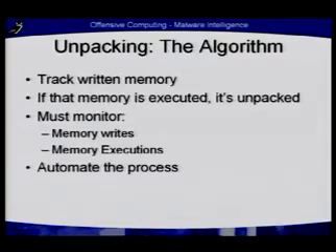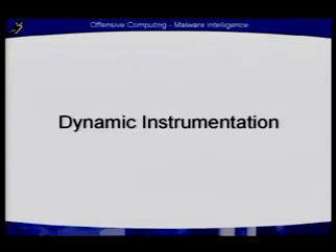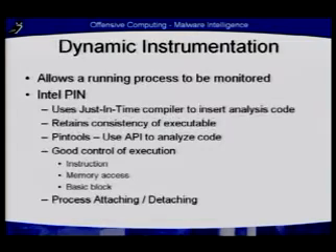So again, the algorithm that's been stated in many papers is that you can track written memory. If you see any execution inside of that written memory, there's a good chance that it's unpacked, because the unpacker has to modify the code and then execute it. So the two things we have to monitor for are memory writes and executes. And then again, we want to automate this. The first example of a good way to do this is dynamic instrumentation, and specifically Intel's PIN library. This is a really good dynamic instrumentation library.